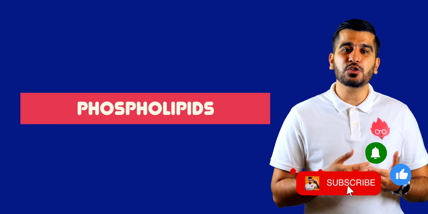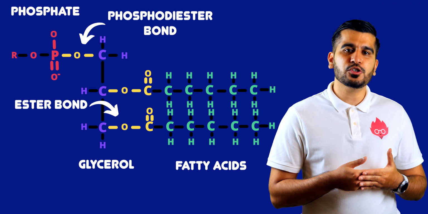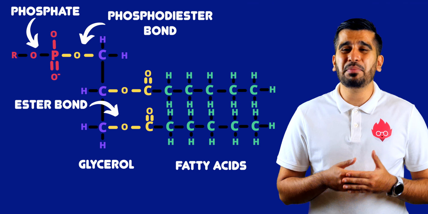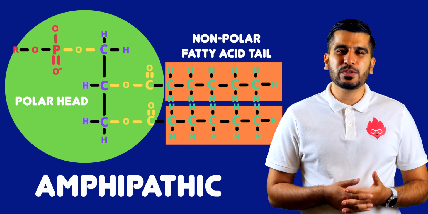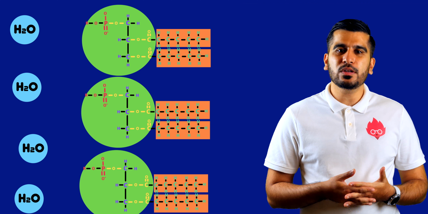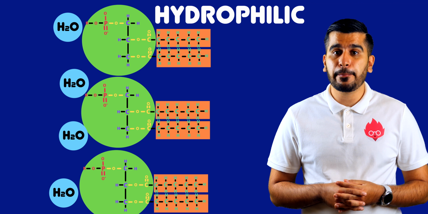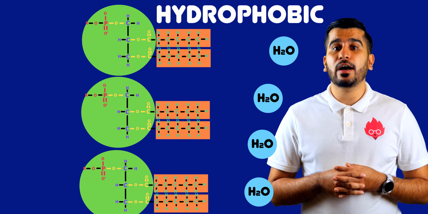Phospholipids form an essential part of the cell membrane, forming the bilayer structure. They have a similar structure to triglycerides, but the third hydroxyl group on the glycerol molecule is bonded to a polar phosphate rather than a fatty acid. We describe these molecules as amphipathic, where the polar phosphate group is strongly attracted to water, which we call hydrophilic. The fatty acid chains are non-polar and therefore repel water, which we call hydrophobic.